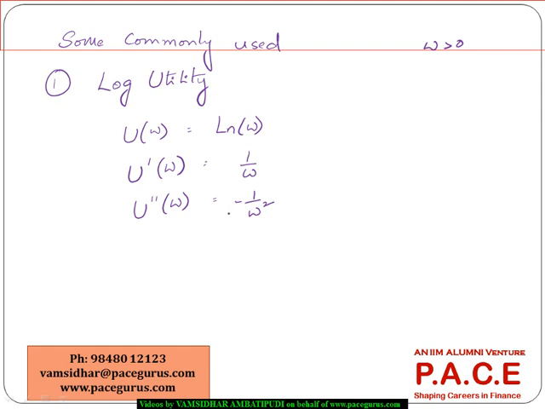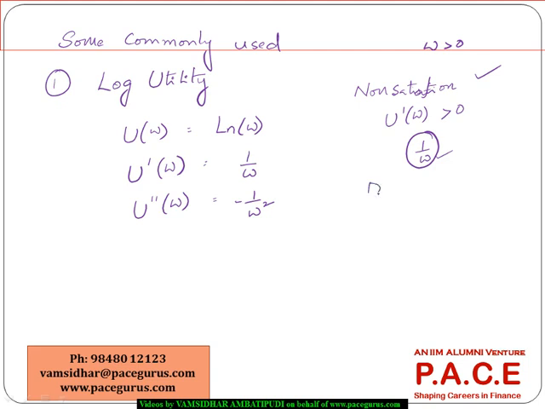Now, there are two important rules that need to be satisfied by the utility function. First, the non-satiation, which we have discussed earlier. For the utility function to satisfy non-satiation, u dash of w should be greater than 0. Here it is 1 by w, which obviously is greater than 0 because w is greater than 0. So the non-satiation principle is directly applicable.